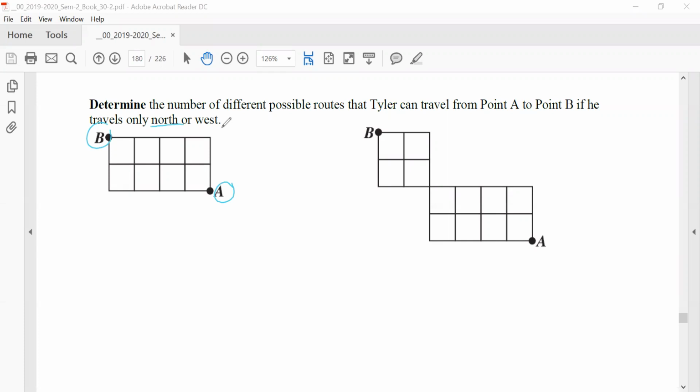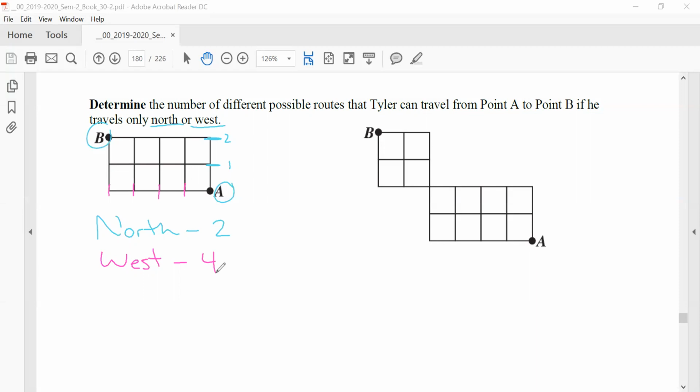So it says I'm going north or I'm going west. So here's what I'm going to do. I'm going to count how many ways I have to go north. Well, I could go north right here, and I could go north right here. So there's 2 ways for me to go north. And then I'm going to say, how many ways can I go west? 1, 2, 3, 4. 4 ways for me to go west. I don't know when I have to go west. It doesn't matter, right? I just know I have to travel 4 different blocks going west.